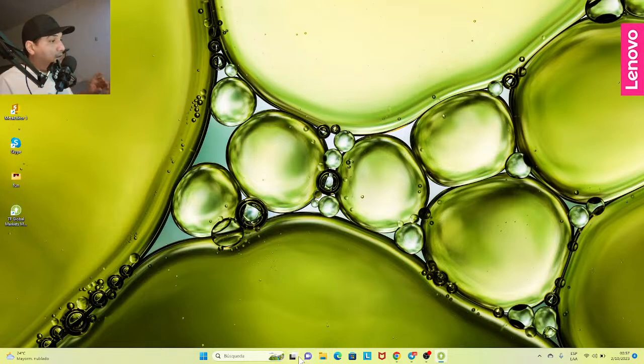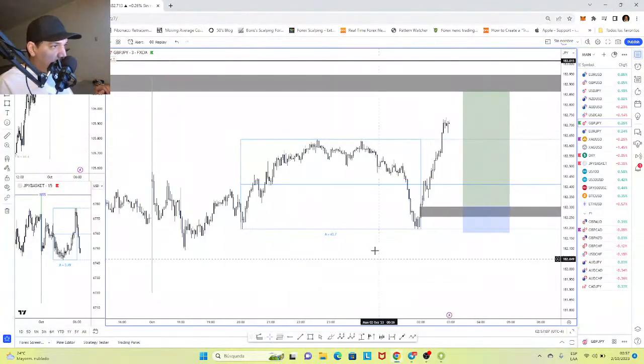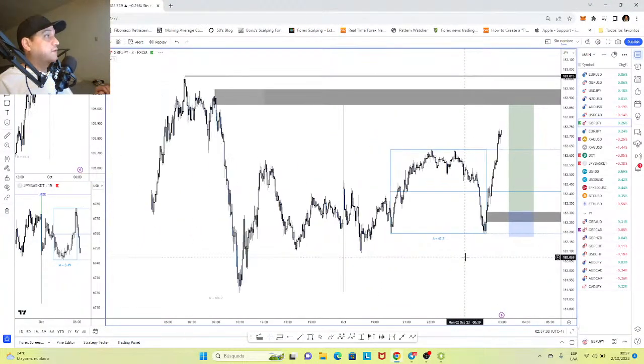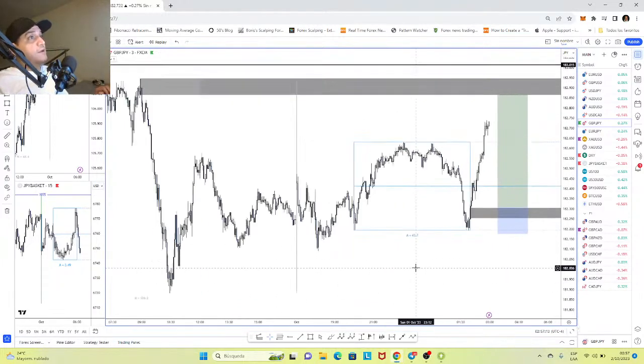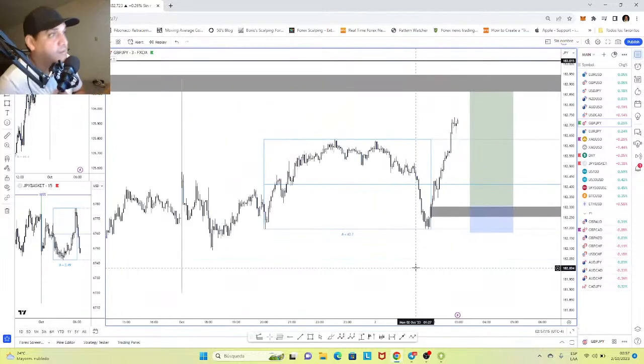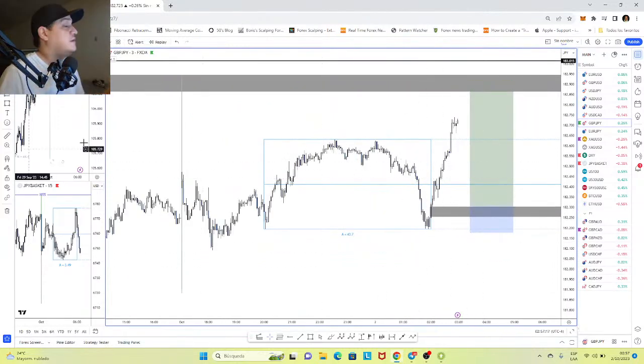Buy limit on the pound yen. I do have a buy limit on the pound yen that I don't know if I'm going to delete. I'll see about that in just a few. It's a buy limit all the way over here. Now I'm going to stick with it. Let's see if we can get that pullback on the pound yen.